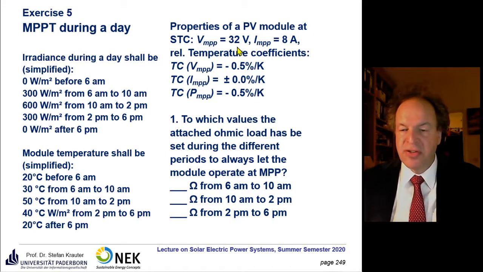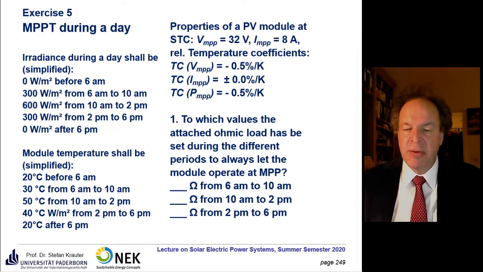The model is given here. The voltage at the maximum power point is 32 volts. Its current at the maximum power point is 8 amps. And the temperature coefficient for the power is minus 0.5% per Kelvin. And the temperature coefficient for the current is 0.